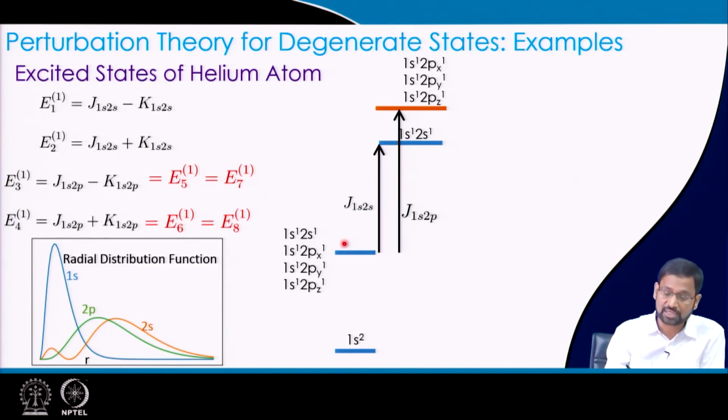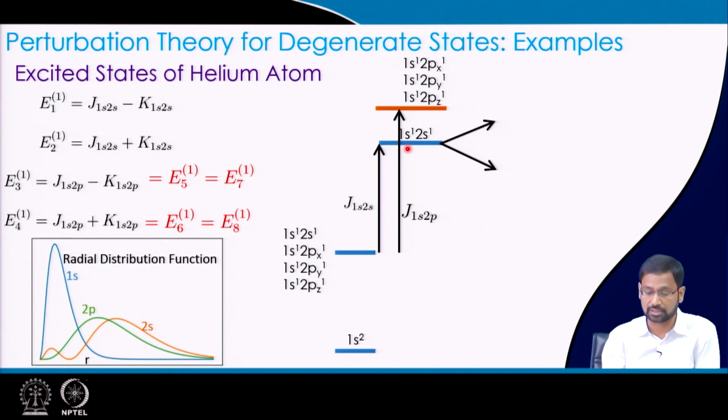So, that justifies why we would have this 1s1 2s1 state lower in energy compared to the 1s2p configuration, because of the difference in Coulomb interaction. But still, we have just added the Coulomb terms. Now, what we will do is add the exchange interaction. First, we will look at the 1s1 2s1 situation.